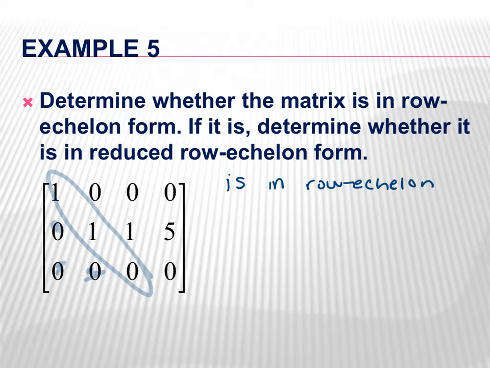The second question is if it's in row echelon, is it in reduced row echelon? And for that, you have to have that diagonal of ones, and the zeros have to be above and below it. So I got a 0, a 0, a 0, but there's a 1, which means it's not in reduced row echelon. Do you understand the difference? Yes? 2 nods. Fantastic. I'm going to say that's a yes.